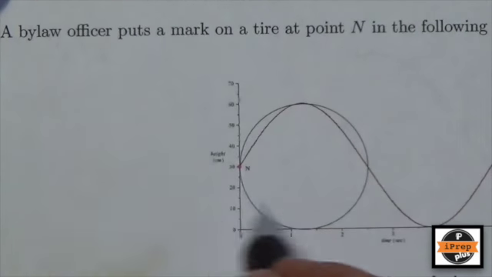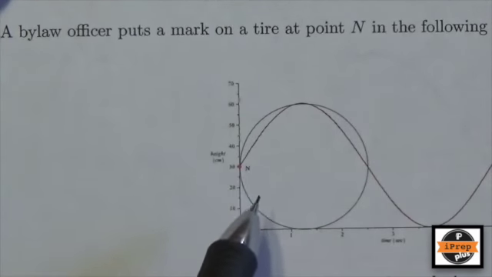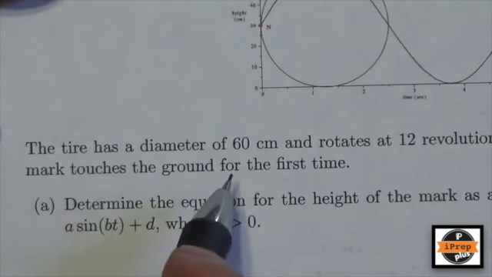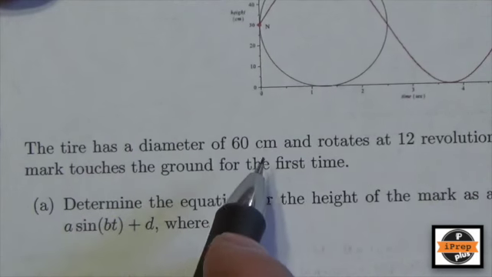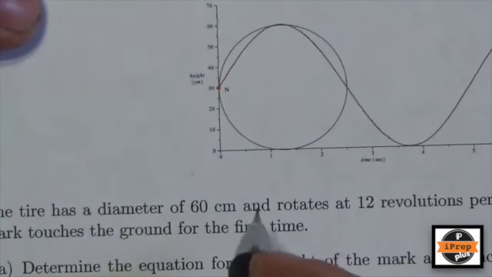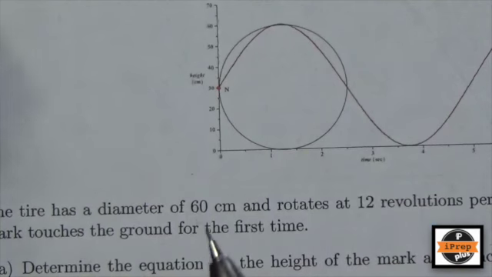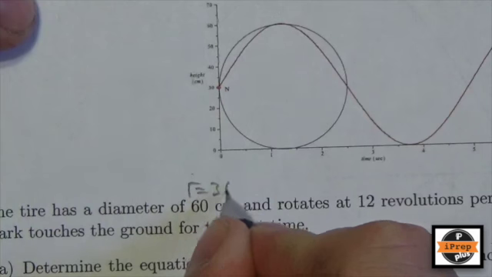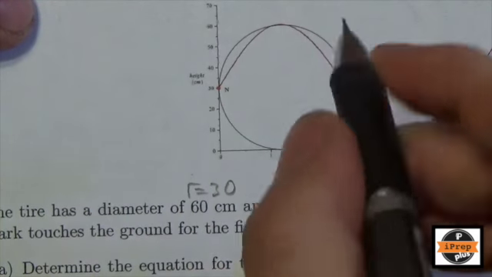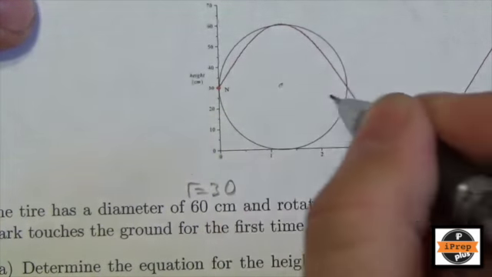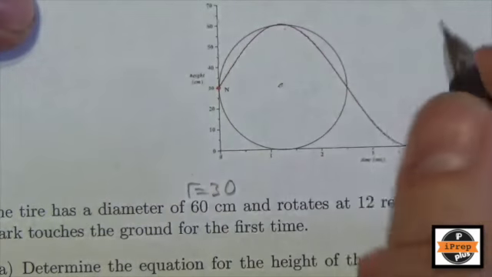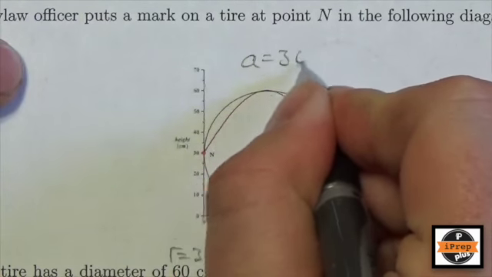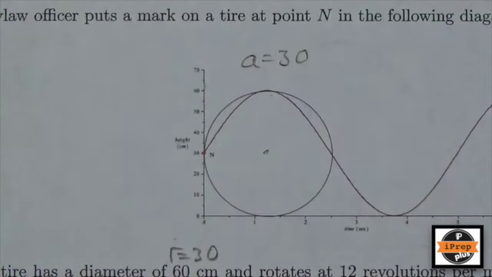So anyway, here we go. Here's your tire. Bylaw officer puts a little mark on it. Now, we're given some information about the tire here. First of all, the tire has a diameter of 60 centimeters. If the diameter is 60, that means its radius is going to be 30. And the radius is the distance from the center to the top, the distance from the center to the bottom, which automatically makes it the amplitude. So the amplitude immediately is 30.